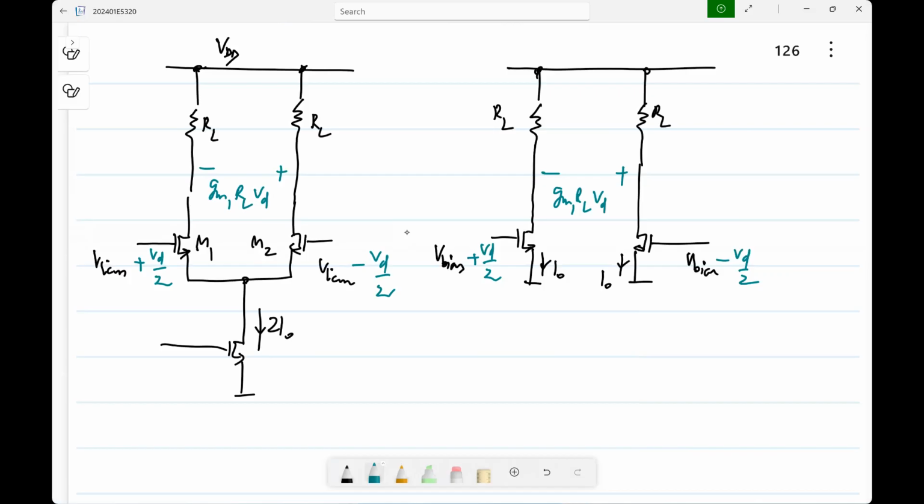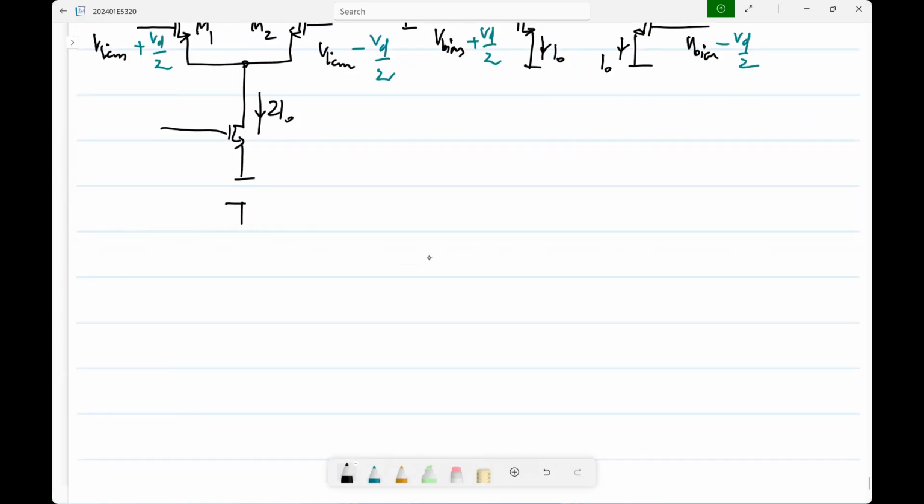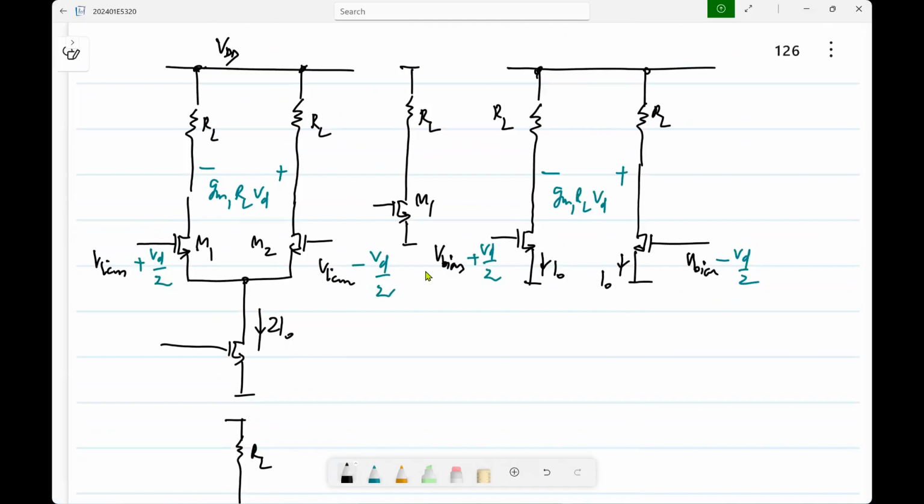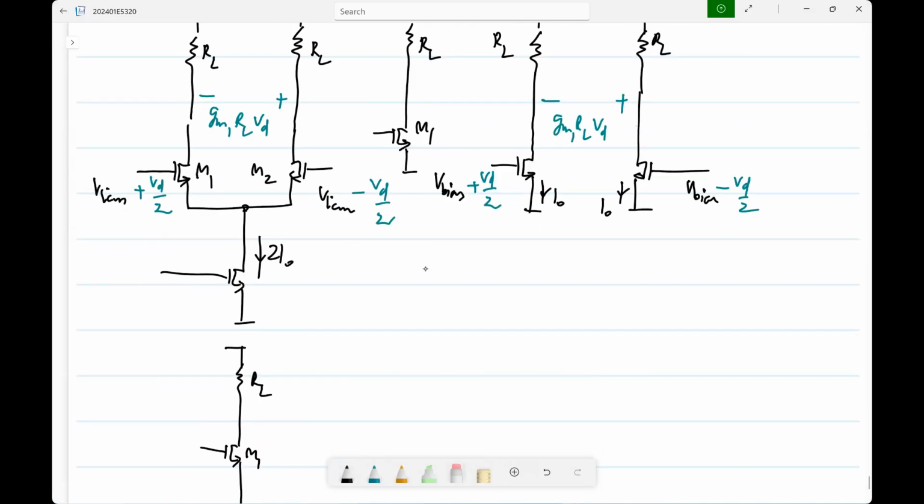Yeah. So both are fully symmetric circuits. What is the same? The differential half circuit is the same for both of them, right? But what about the common mode half circuit? What is the common mode half circuit of this? What is the common mode half circuit of the other one? Same as the differential half circuit, right?